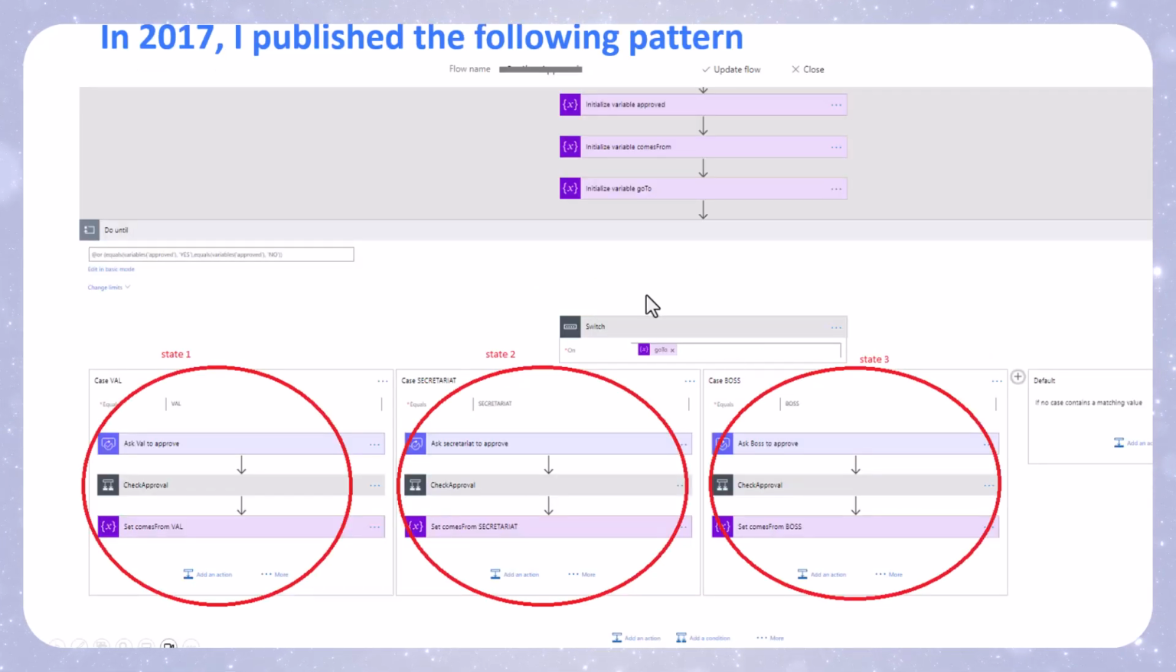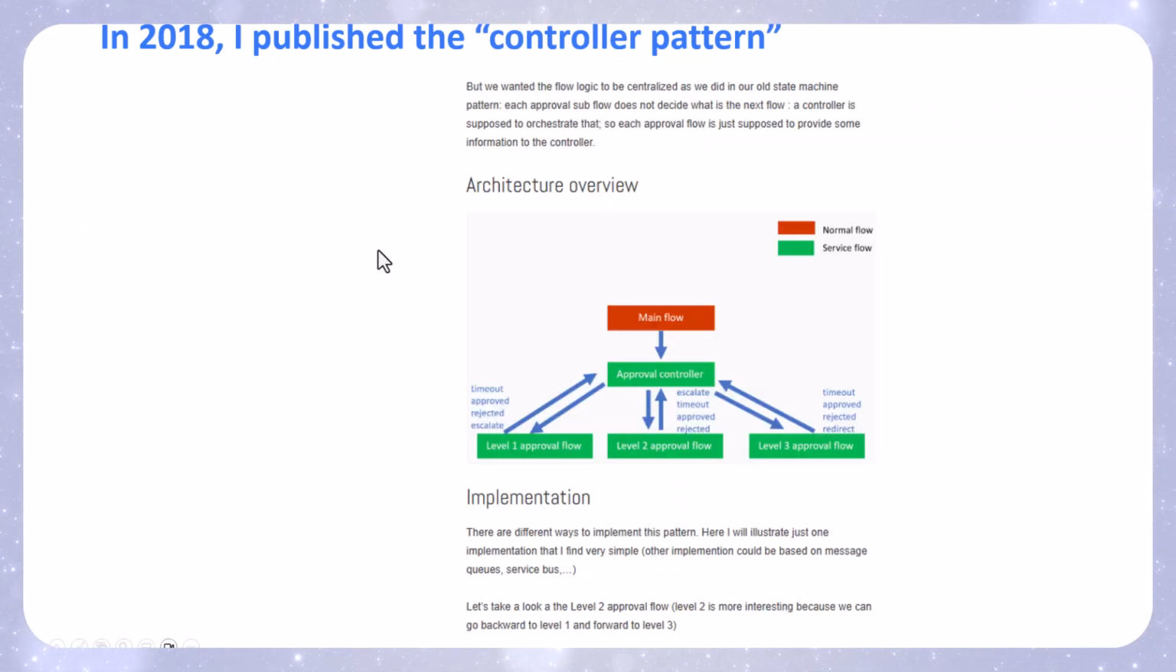So in 2017, I published the following pattern for managing that, which is you have a do until it's finished. You have a switch that tests the current value of the approval, and based on the status, you go to state 1, you see a case here, state 2 here, or here. But it's still limited to 30 days.